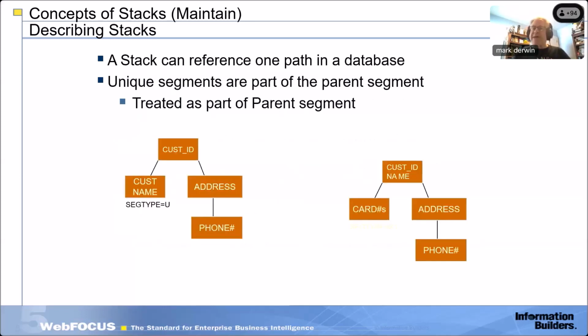A stack can reference one path in a database, only one. So for something like the car file, you would need multiple stacks because warranty and equipment are in a separate path. The exception is if the seg type is U, or you have a unique segment. Then the unique segment is considered part of the parent, and in the case of the stack on the left, you could have cust ID, address, phone in the same stack, and cust name would just be part of cust ID. In a case where you have card numbers as an additional segment and there are two distinct paths in your master, you would need two separate stacks to load that database into stacks. And again, this is because we have no idea if the fields in the card segment have anything to do with the address or phone segments. But again, you can have as many stacks as you need.